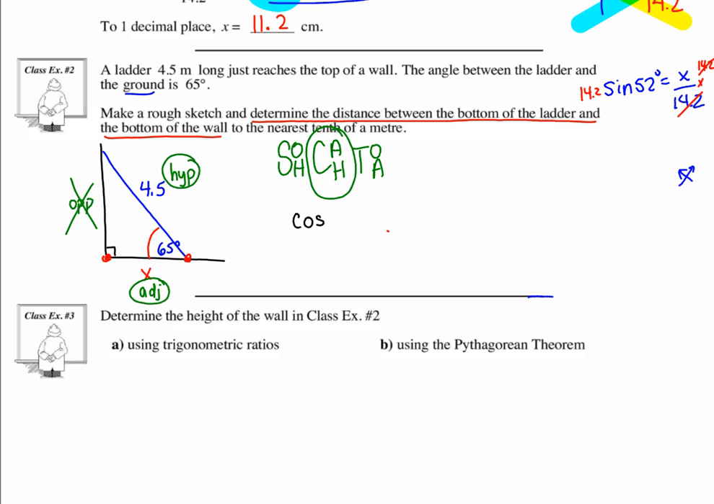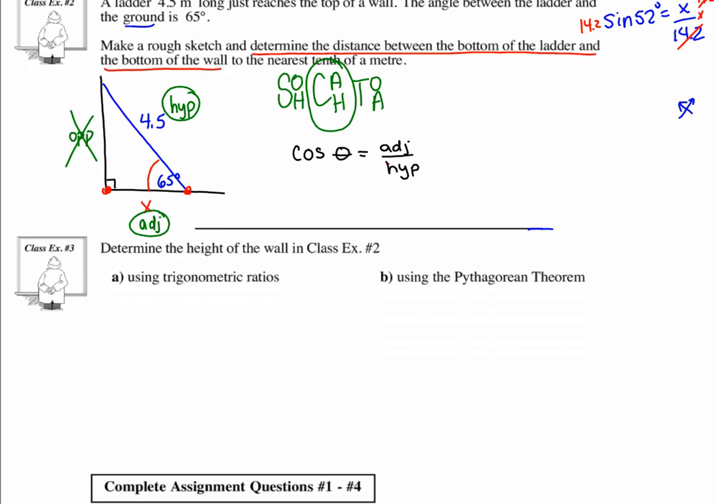Theta? Cos theta equals adjacent divided by hypotenuse. We're going to write out our formula, and then we sub it in. Sub in what we know. Cos of 65 equals adjacent, yeah, x over 4.5.